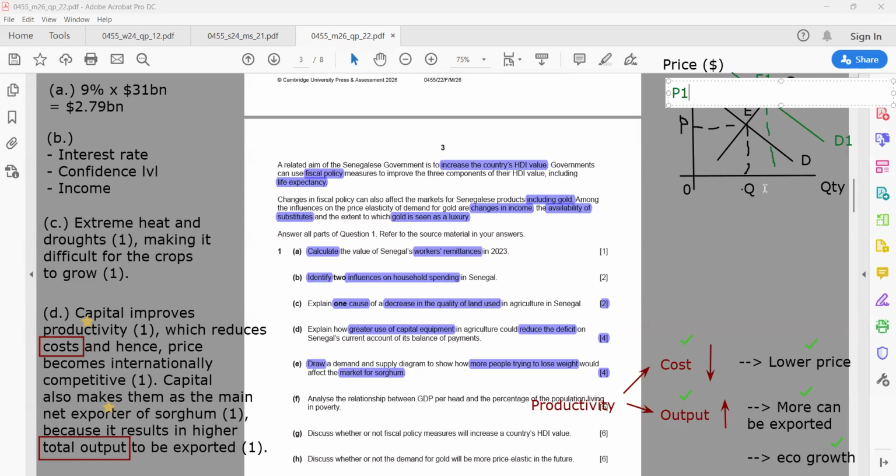Okay, how is it being marked? 4 marks. I believe you are experts in this already. So first of all, y-axis and x-axis, 1 mark. Demand and supply, 1 mark. The shift is 1 mark. And the final labeling of the new equilibrium is 1 mark. So 4 marks.